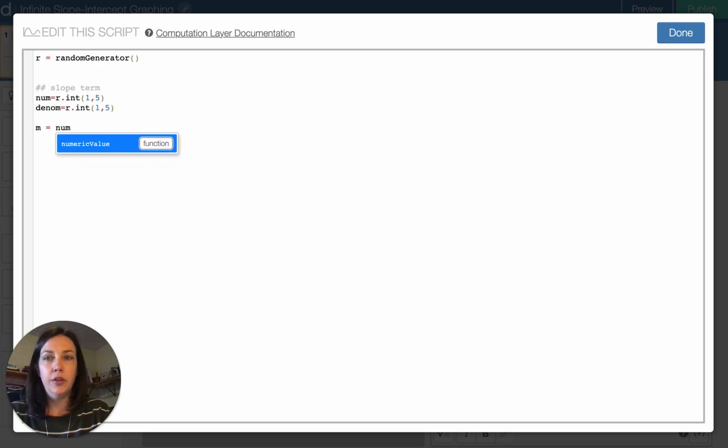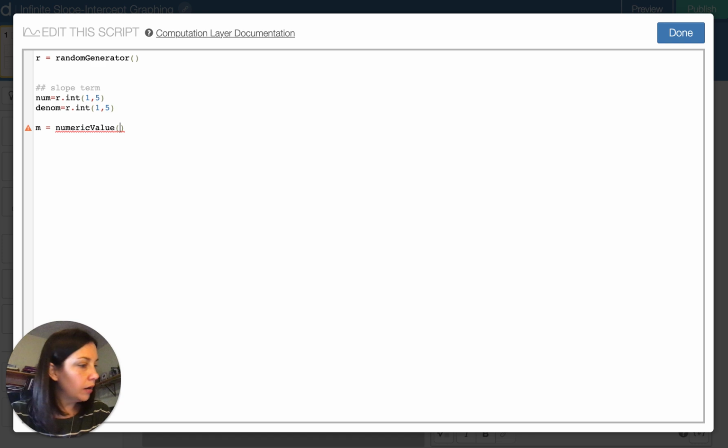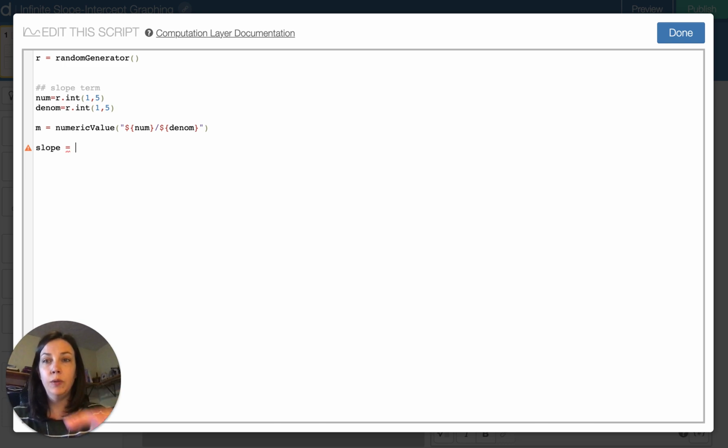M equals the numeric value of the numerator divided by the denominator. So, quotes, then do this weird notation, numerator divided by weird notation, denominator. Finish your quotes and parentheses around all of that. Why? Because computation layers said so. All right, that's my actual slope. I'm going to use this variable called slope to be the slope term.